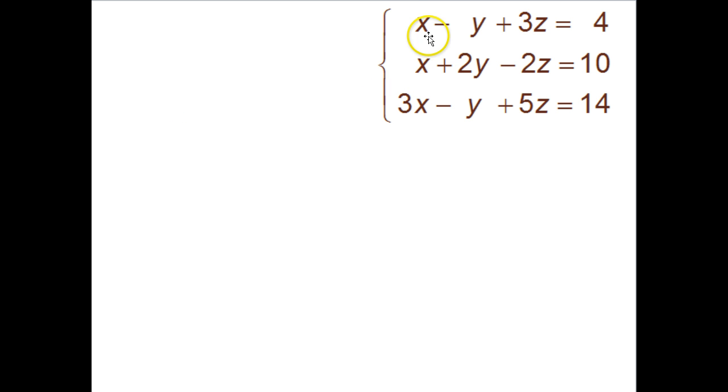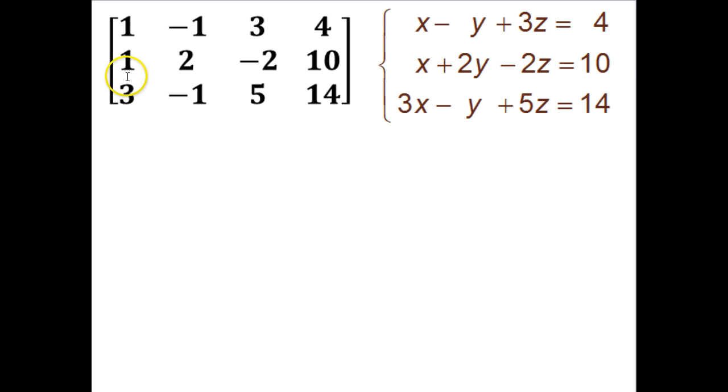The way that we do that is we take all the coefficients. The coefficient of this x is a 1, this one's a -1, this is a 3. We're also going to include our answer in here, which is 4. So your matrix should look like this. This 1 corresponds with the 1x, 2 corresponds with 2y, -2 corresponds with -2z, and 10 corresponds over here with this 10. So that's our very first thing.